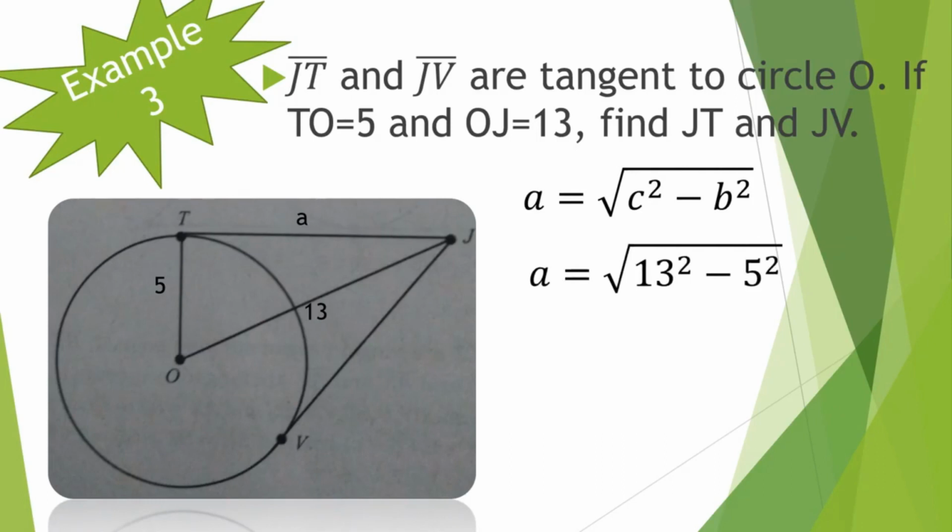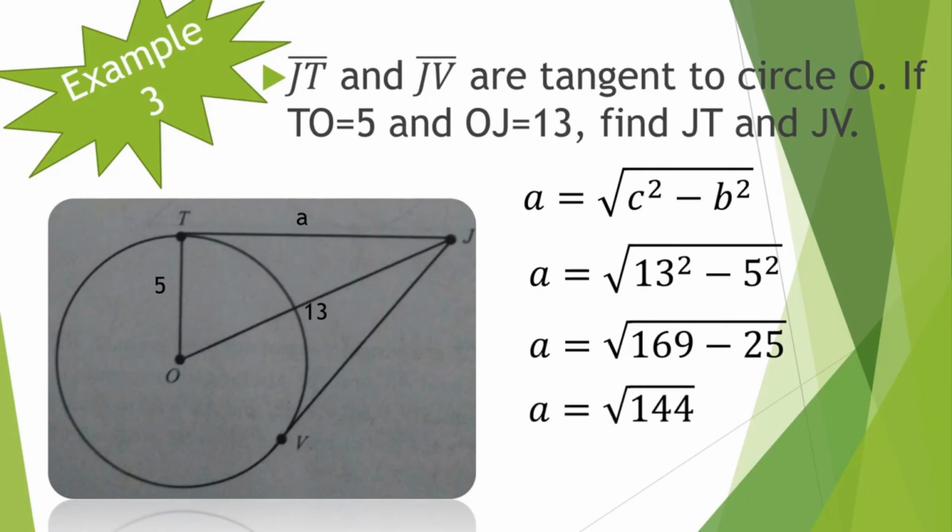So substitute the given. A is equal to C squared, which is 13 squared, minus B, which is 5 squared. So 13 squared is 169 minus 25. That is 144. What is the square root of 144? That is 12. So TJ or JT is 12. What is then the measure of JV? Yes, it is still 12 because according to the second property, if two tangent segments are drawn from the same external point of the circle, the two segments are congruent. So JT is 12, therefore JV is 12 units.